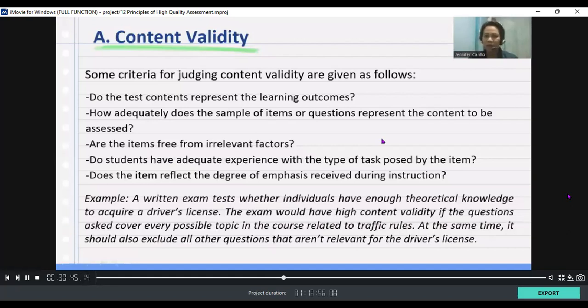So the exam would have high content validity if the questions in that exam cover every possible topic in the course related to traffic rules. So taas na siya ug validity, highly valid na ang kana nga exam if it only talks about traffic rules. Kung unsay gi-discuss, unsay gi-seminar. At the same time, it should also exclude all other questions that are irrelevant for the driver's license. So dili niya apilon tong mga topics that are irrelevant. Okay, irrelevant for the driver's license.